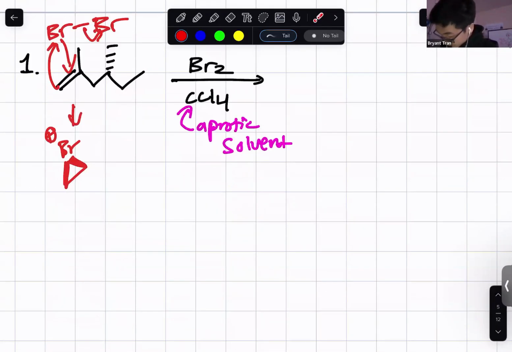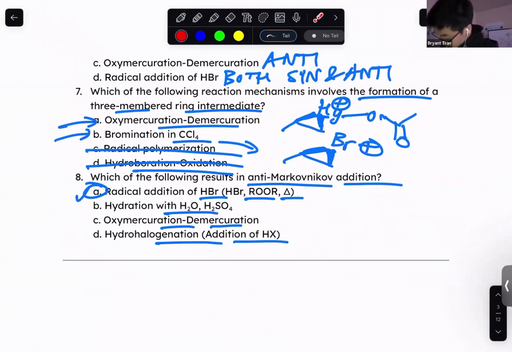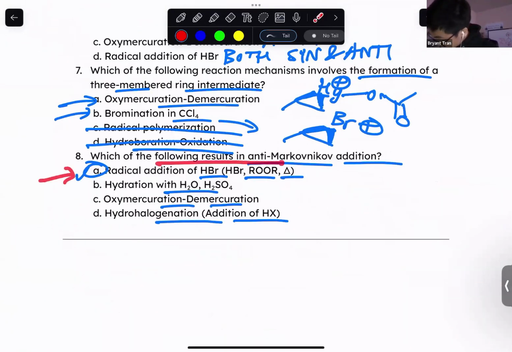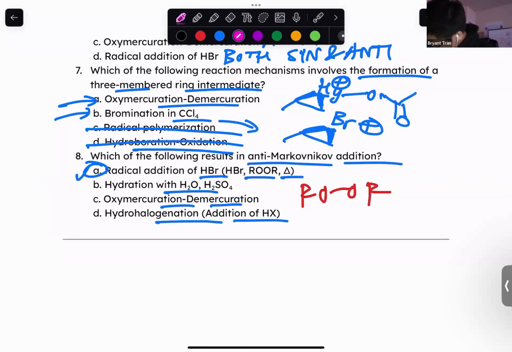Question A, the answer was A, right? Anti-Markovnikov addition, radical addition with HBr and ROOR. When you see this peroxide right here, ROOR, which is this peroxide bond right here, always associate that with an anti-Markovnikov reaction, right? Another anti-Markovnikov reaction that you see is going to be hydroboration oxidation.